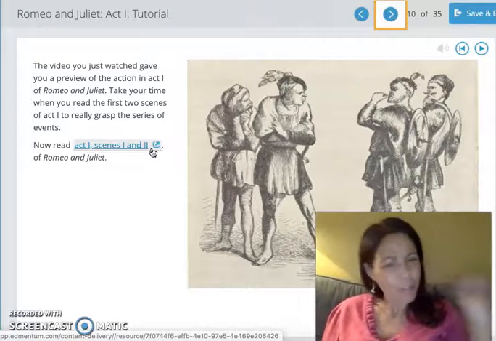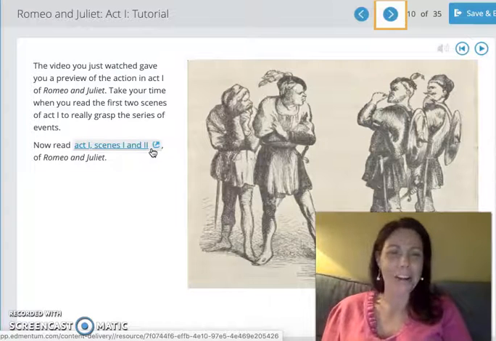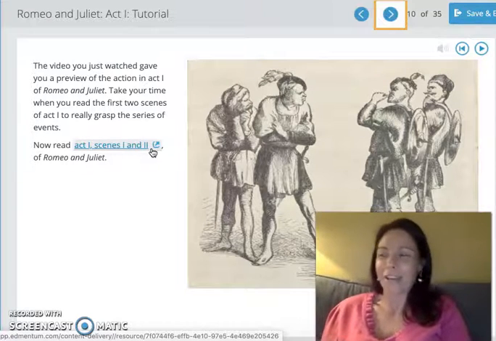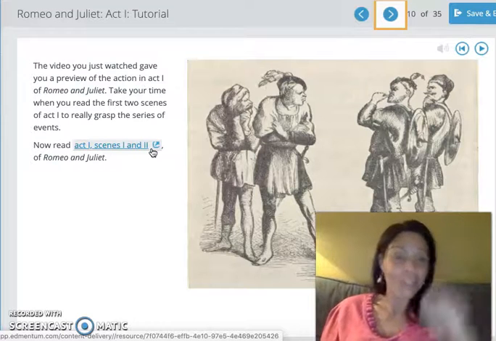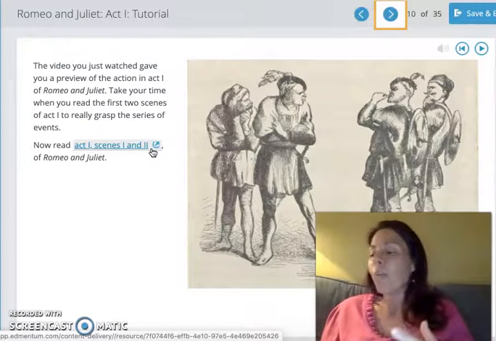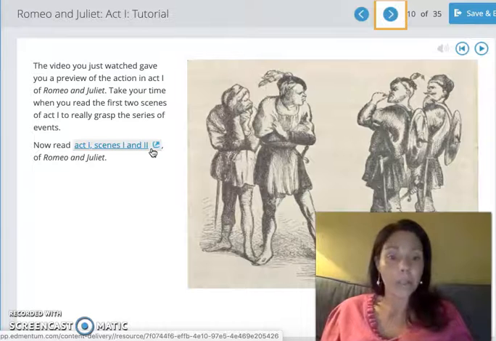They say, "Do you bite your thumb at us, sir?" "Yes, we bite our thumb at you." And they pull out their swords and start fighting. Well, right away, Benvolio and Tybalt get into it.